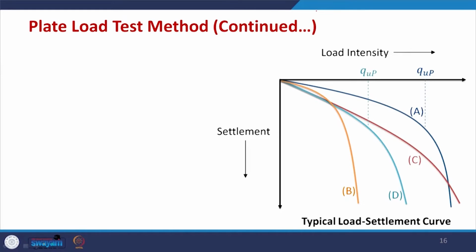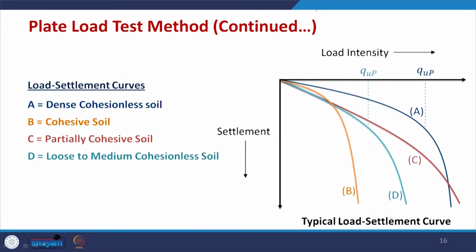Then what we do, the load settlement curve for the test plate is plotted from the test data, and the load settlement curve looks typically like this, which is shown in the next slide. This is the typical load settlement curve. You could see in this load settlement curve there are 4 curves, A, B, C, D. On the x axis you have the load intensity, which is nothing but the total load divided by the area of the plate, and you have the settlement.